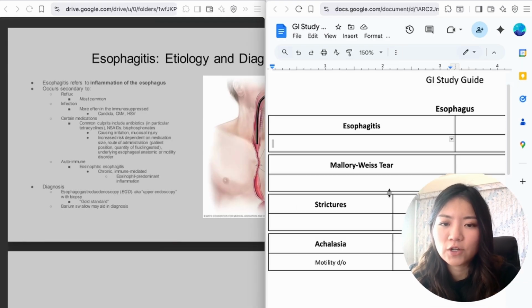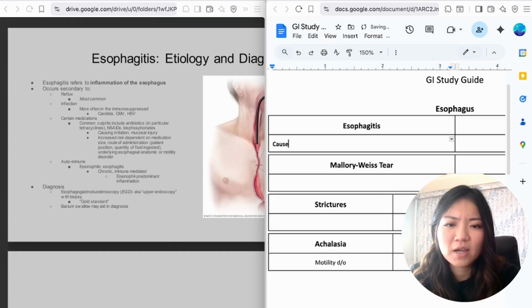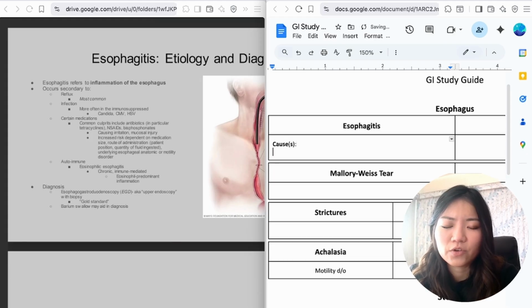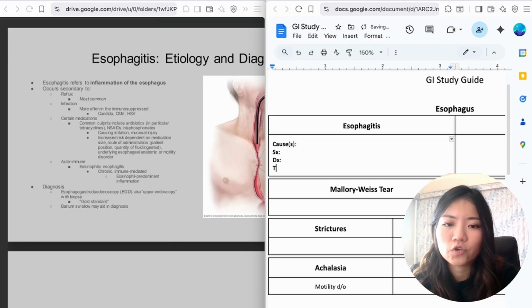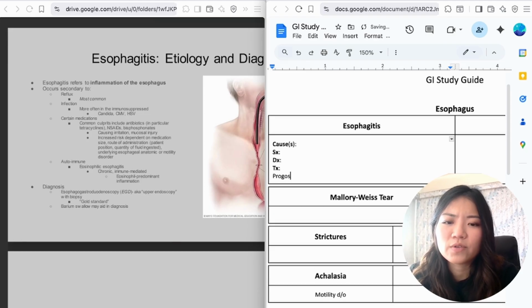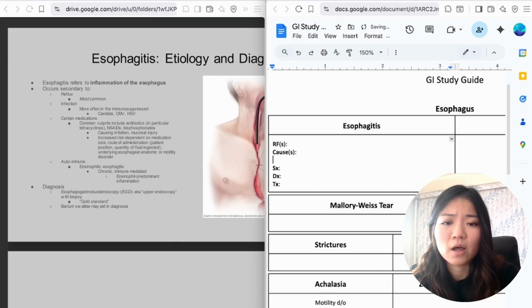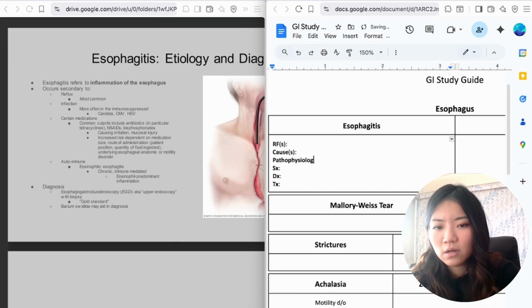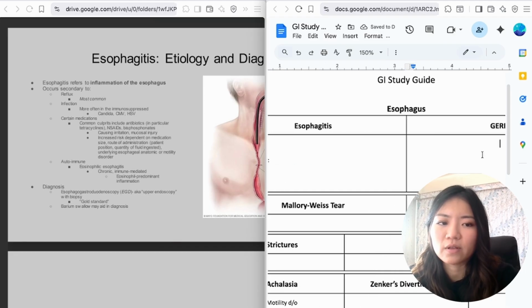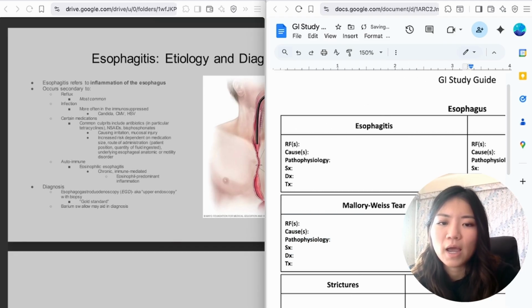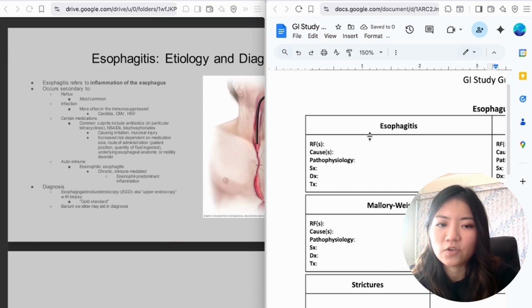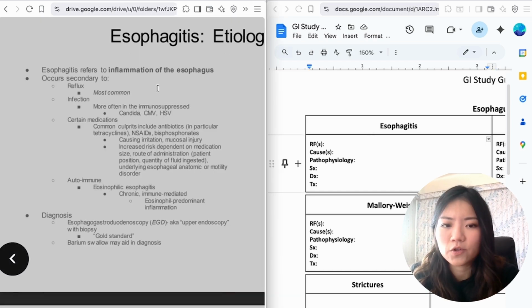Normally what each condition covers are more or less the same 7-ish topics, and sometimes there's certain ones that aren't relevant and you can just delete those, but it's usually causes, symptoms, diagnosis, treatment. Sometimes it'll be prognosis, which I'll add at the bottom. Sometimes there's risk factors, demographics, sometimes pathophysiology. You can literally just copy and paste this into every single one and then just fill it in. You could have this preset and just fill it in every time you get a new slide deck. We'll just go in order and fill it in.